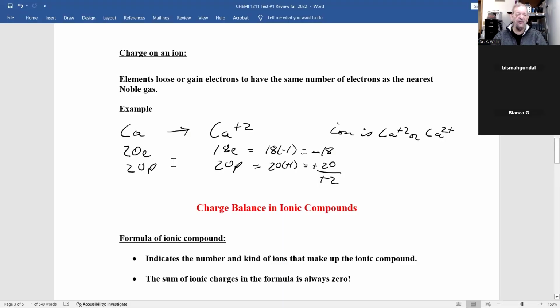So it starts out with 20 electrons, 20 protons. You're not going to lose protons. Show me how. We can make a lot of money. But anyways, it will lose 2 electrons to 18.